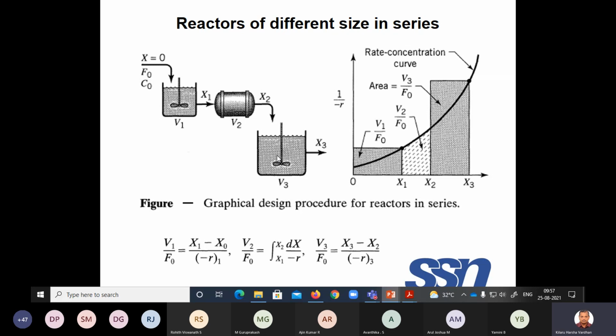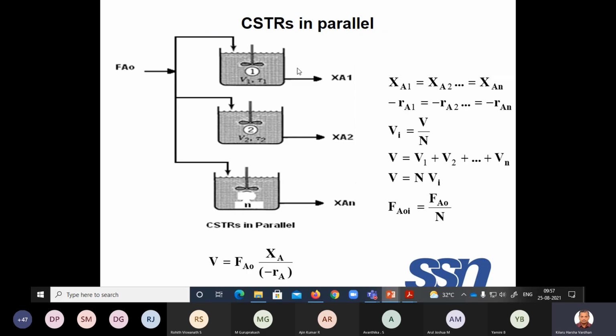Let us go for parallel. If the reactors are connected in parallel, what do you have to do? So you can see here, CSTRs in parallel: one CSTR, second CSTR, third CSTR. The flow rate is FA naught. The flow rate should be split among however many reactors there are, equally. So the conversion is XA1, XA2, up to XAN, N reactors in parallel, with the rates minus RA1, RA2, up to RAN.